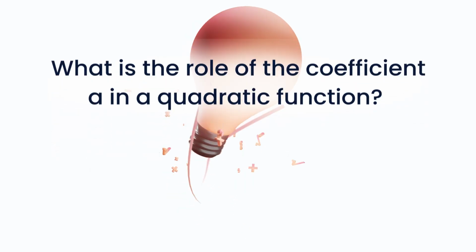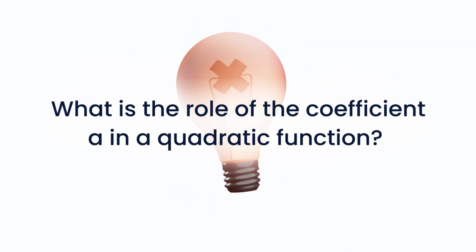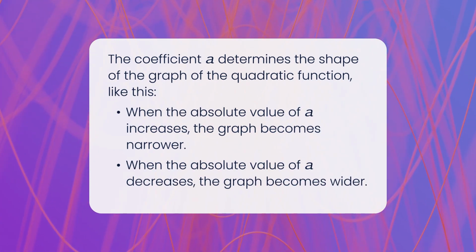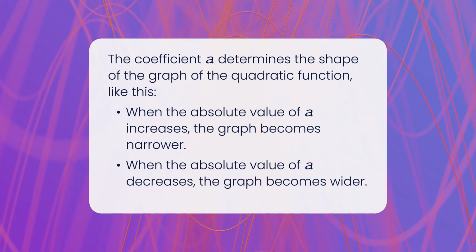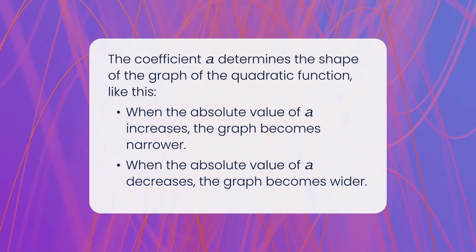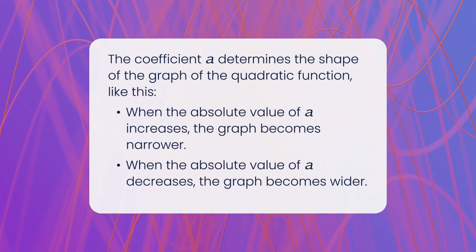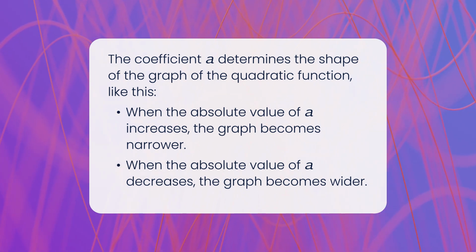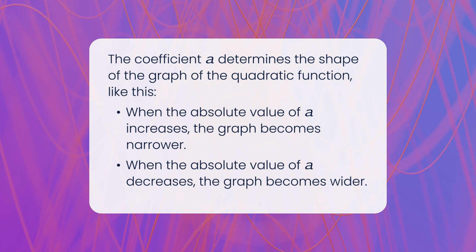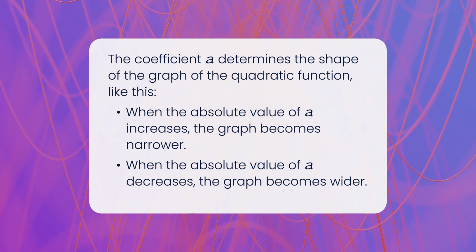What is the role of the coefficient a in a quadratic function? The coefficient a determines the shape of the graph of the quadratic function, like this. When the absolute value of a increases, the graph becomes narrower. When the absolute value of a decreases, the graph becomes wider.